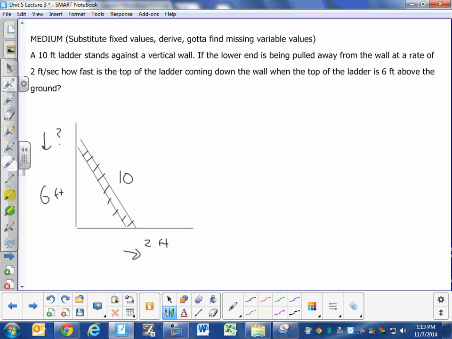Figure out what you're trying to find. Figure out the information they gave you. Figure out which values are fixed, which values are changing. Plug in your fixed values. Differentiate. Plug in your changing values. Figure it out.